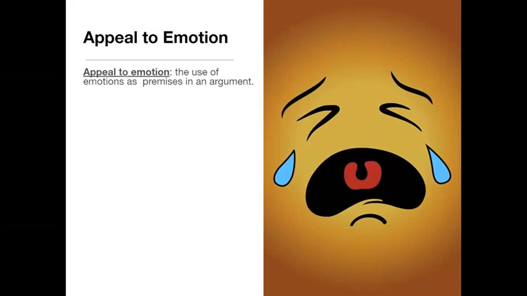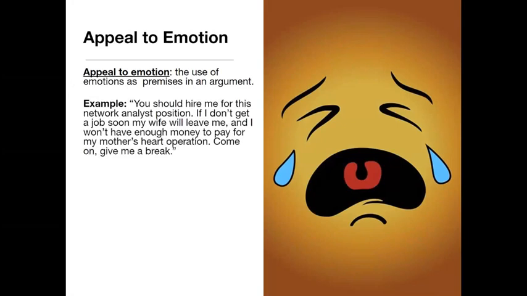Another common fallacy is the appeal to emotion. We use this all the time, right? It's the use of emotions as premises in an argument. So if I said, you should hire me for this job, if I don't get a job, my wife's going to leave me and I'm not going to have money for stuff, give me a break. Now, look, no one is saying that emotion isn't important and that we shouldn't be empathetic. The worry, though, is when emotion is the only reason being used to justify something, or in this case, hire me. Mostly we want to think that I should get the job if I'm qualified, right? If I have the proper qualifications. But if I just rely on emotion, then we are getting into the fallacious example of appeal to emotion.